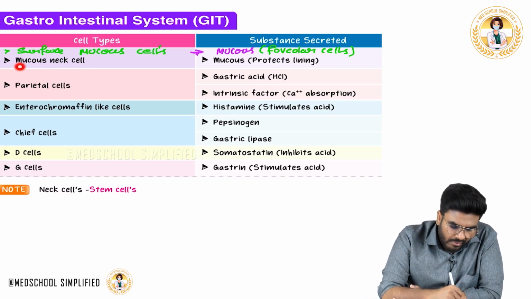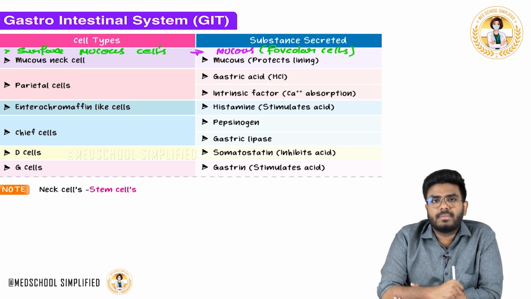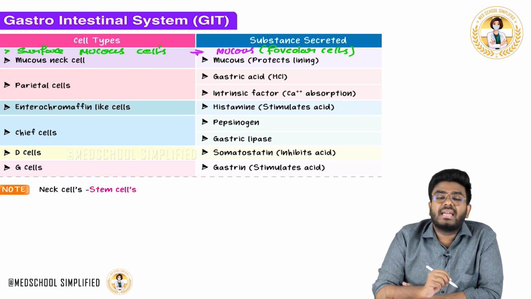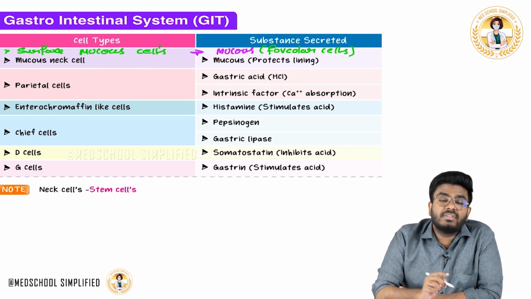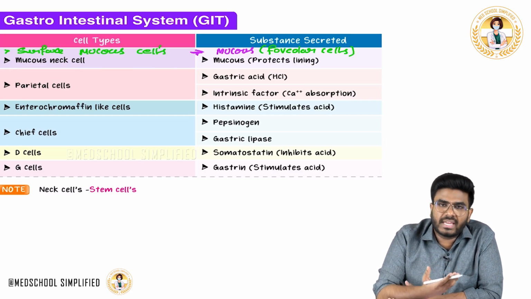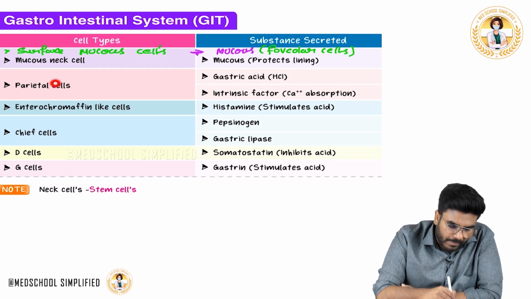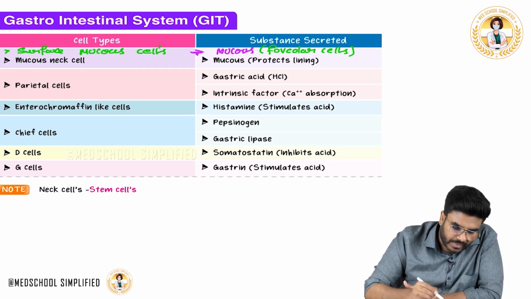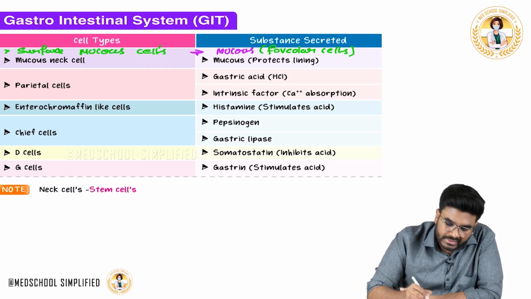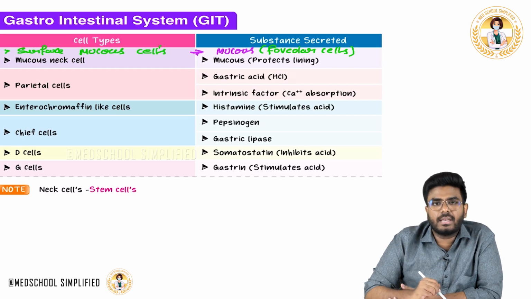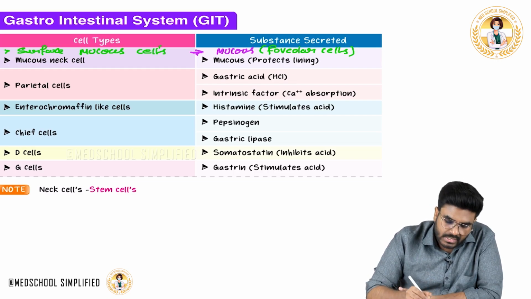Now let's talk about the parietal cells. The parietal cells present in the gastric gland are the cells which produce the acid. We are talking about the gastric secretions, the gastric acid, HCl. Acid is produced by the parietal cells, and they also produce intrinsic factor.